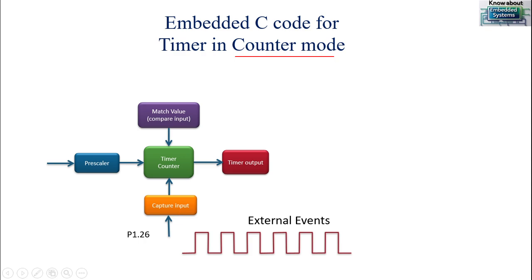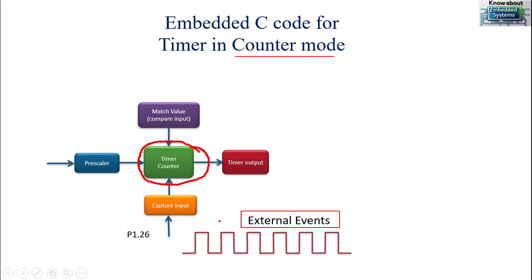It is not actually the clock; these are called events. Now the timer will act as a normal counter, and this counter will count the events which are given from P1.26. We have already seen the capture module. Same thing: to the same capture input we will assign external events, and this time the timer will become a counter and it will count the number of events. If you give one pulse, the counter will get incremented by 1, and it goes on like that.